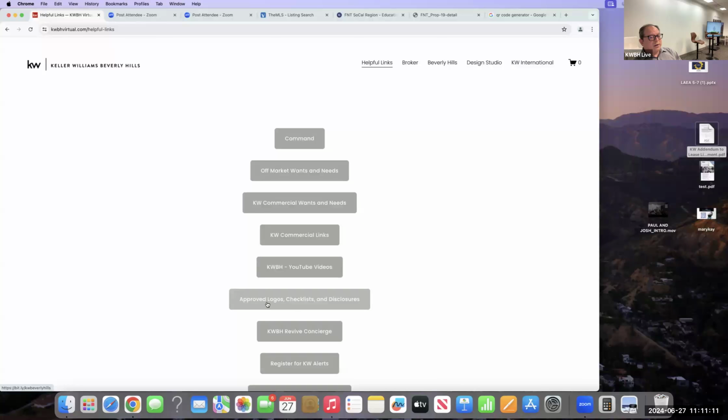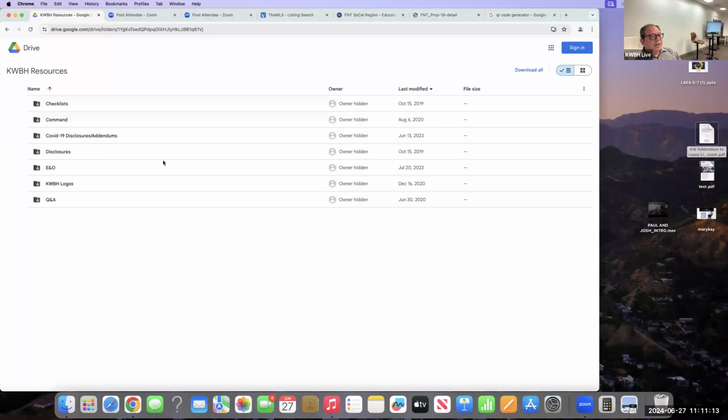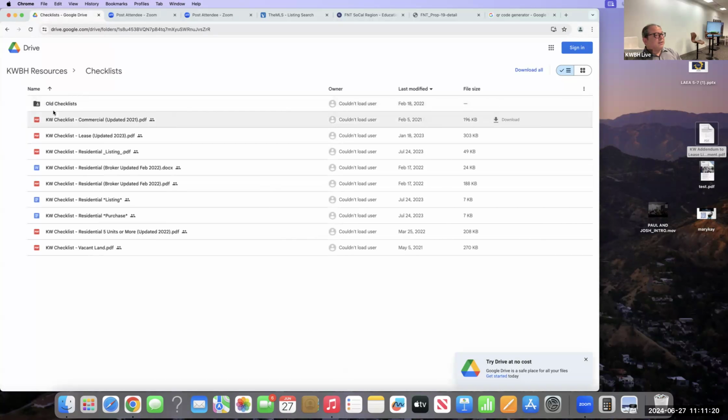All right, so let's click this. There are different folders here, and we're interested in the checklist folder. What are the checklists? We have a commercial checklist. We have a lease checklist, which is the one we're going to talk about today. We have a residential listing, or regular residential if you're writing an offer, five units or more, and vacant land. These are our company checklists of what forms we need to have a complete file. So today we're going to talk about the lease checklist.